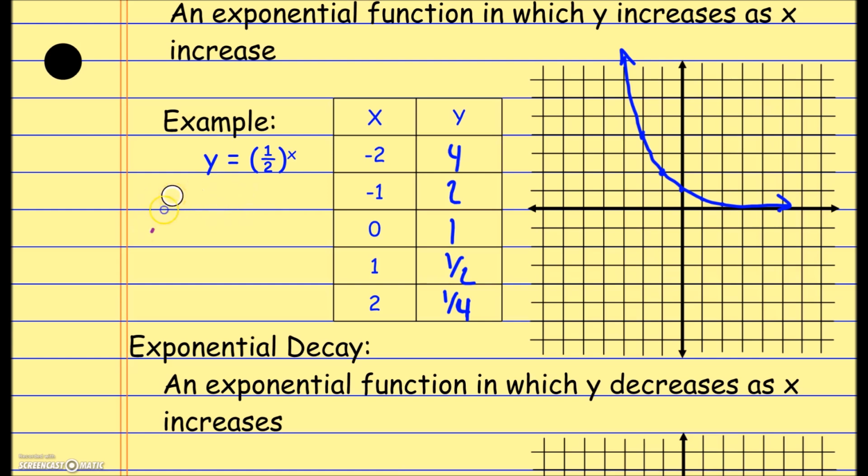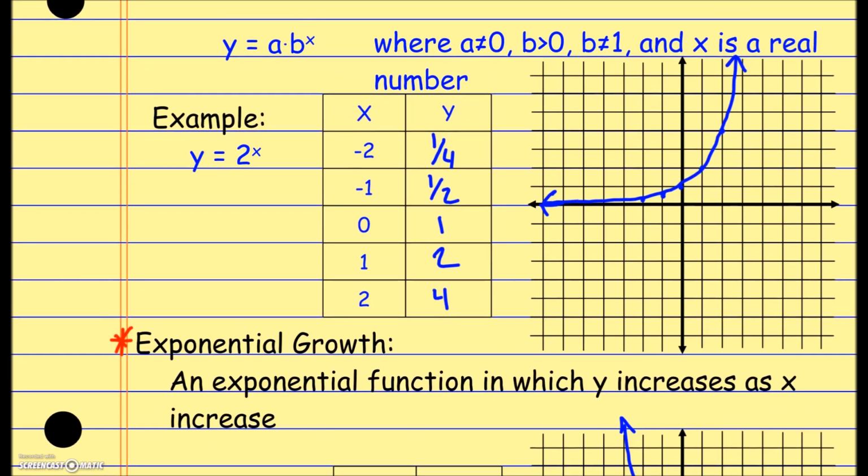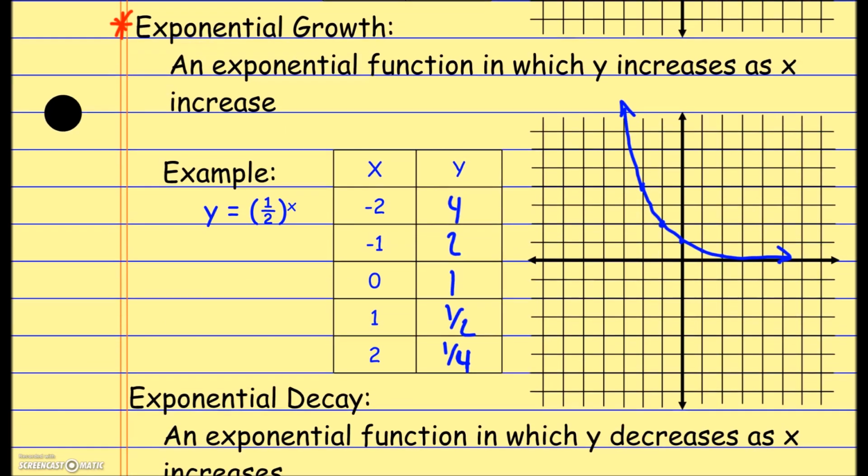And when we look at these, we can probably take a pretty educated guess as to what really affects whether or not it's going to be growth or decay as I look at these two examples. When you look at these two examples, they both had the same a value, but look at the b value. Here I have a b value of 2. Here I have a b value of 1/2. And that's really what's going to separate these.